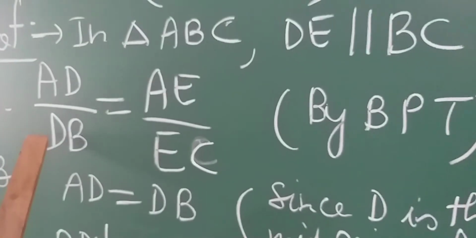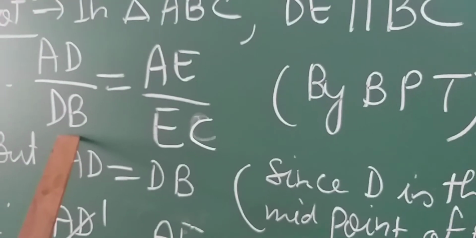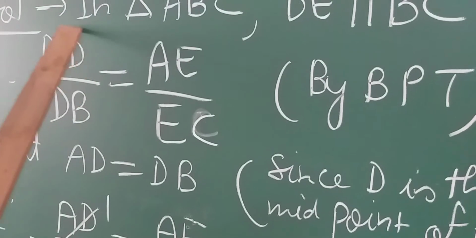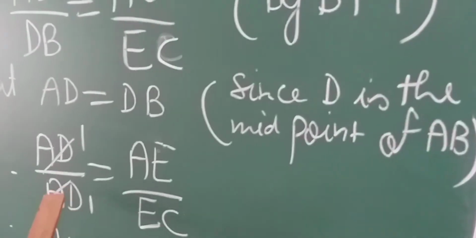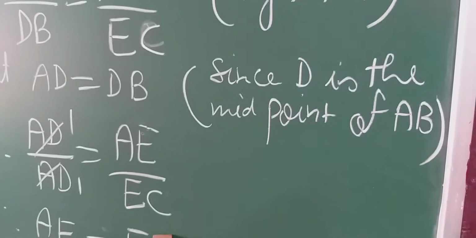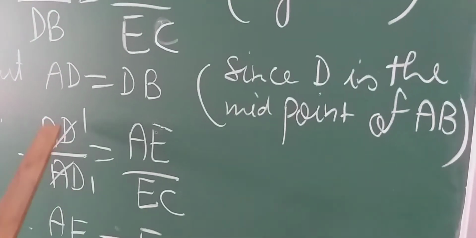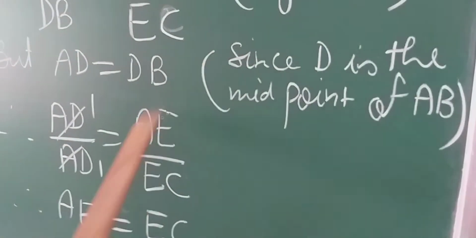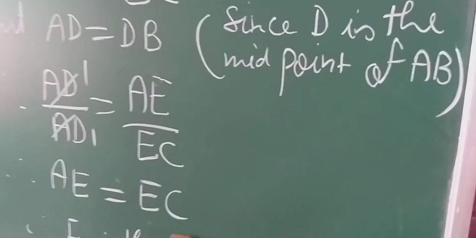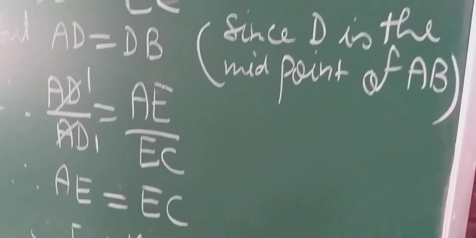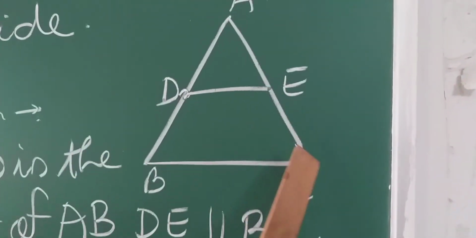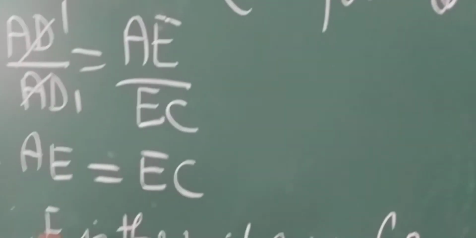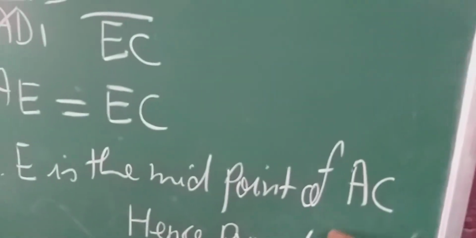So at the place of DB we can write AD, or at the place of AD we can write DB. So AD upon AD equals AE upon EC. Both are same. Its answer is 1. When we do cross multiplication, we get AE equals EC. So students, when AE equals EC, then we can say E is the midpoint of AC. So I have written here E is the midpoint of AC.